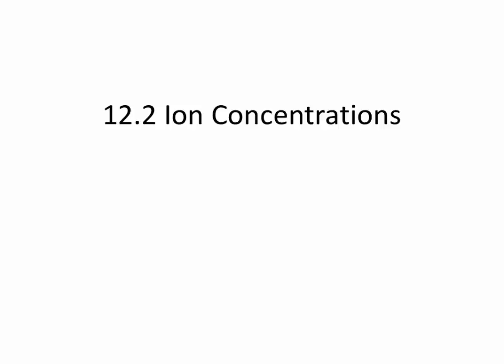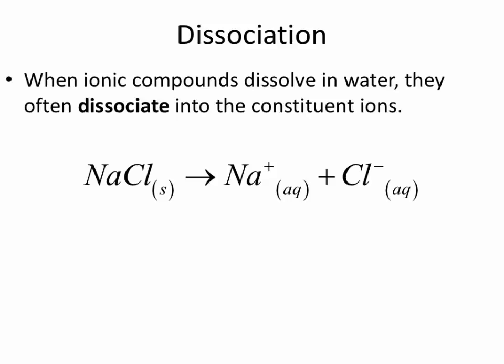Welcome to ion concentrations. Here we're going to look at how to calculate the concentrations of individual ions within a solution. Now, when ionic compounds dissolve in water, they often dissociate into the constituent ions. So when we have an ionic compound like sodium chloride here, when we put solid sodium chloride into water, then they turn into the aqueous ions here.